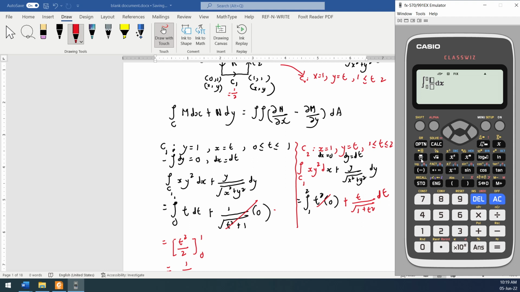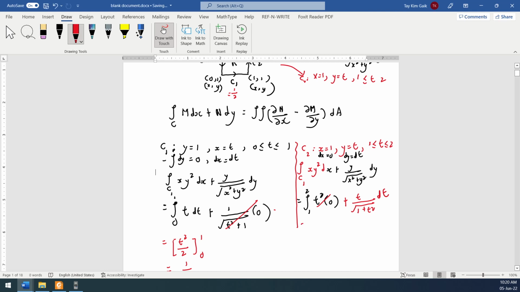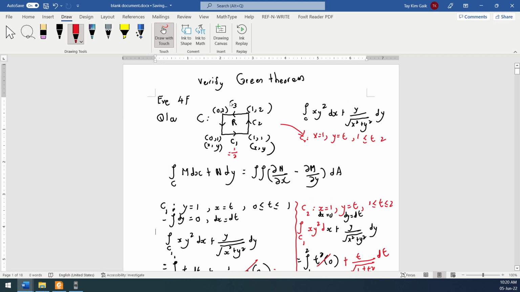So integrate alpha x divided by square root of 1 plus alpha x squared, dx, from 1 to 2. So you get the answer 0.8219. Okay, so this is C2, and then C3.